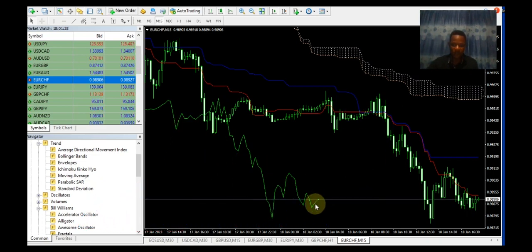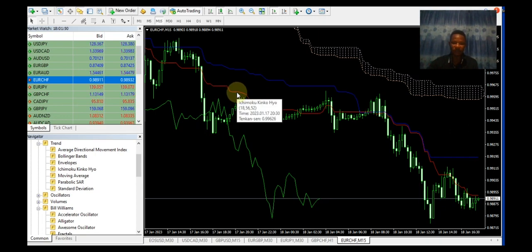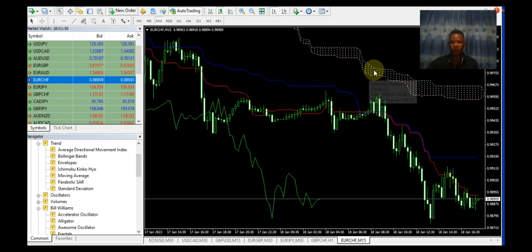Then this other one is called the Chikou Span. The English name for Kijun-sen is the baseline. The English name for Tenkan-sen is the conversion line. The English name for Kumo is the cloud.